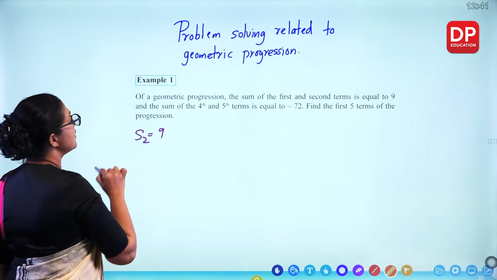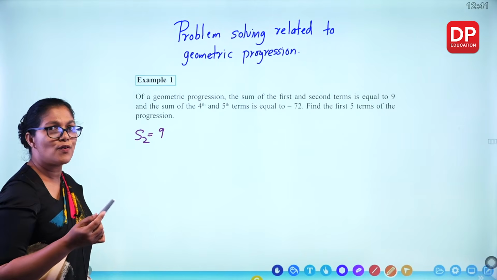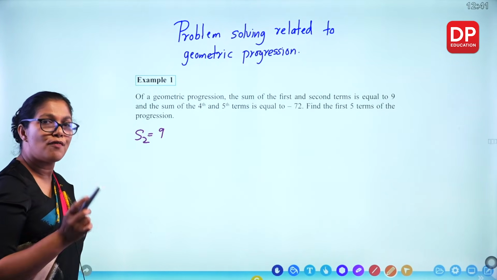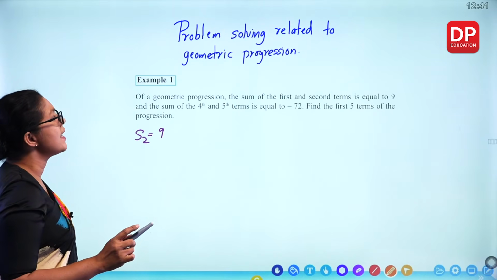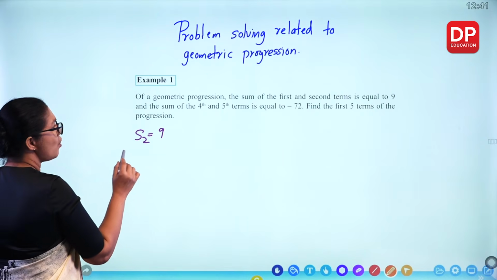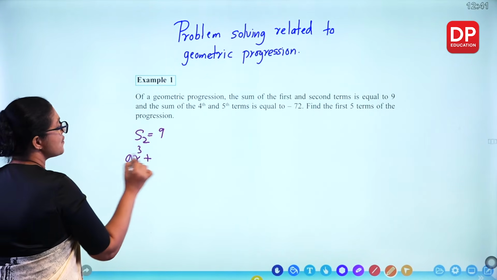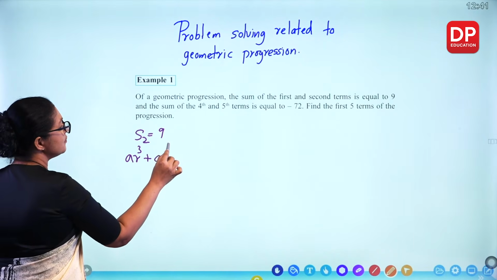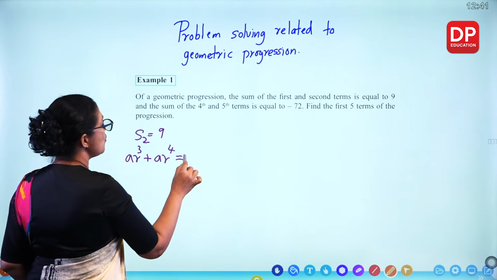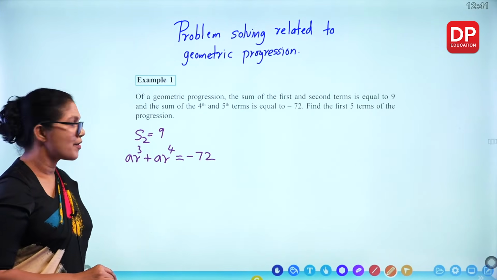That's 9. The sum of the fourth and fifth, you can't write S4 and S5 separately. You have to write down the fourth term and the fifth term and get the sum. So what's the fourth term? T4 is AR to the power 3. Fifth term is AR to the power 4. So the sum of these two terms is equal to minus 72.